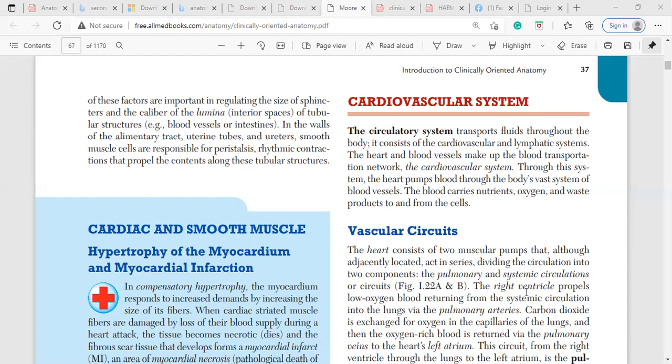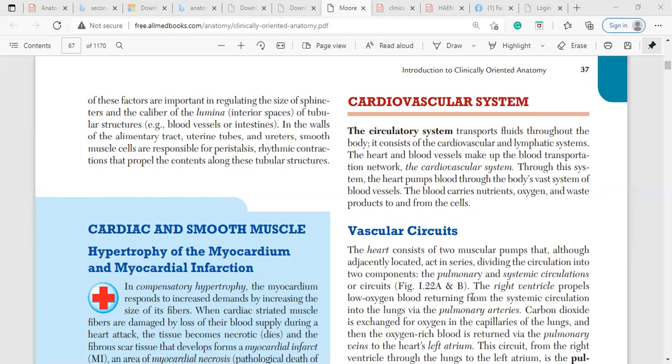The heart has four chambers. So we have the right atrium and the right ventricle, the left atrium and the left ventricle, which I will show you in diagrams very soon. So the right atrium, right ventricle, left atrium, and left ventricle. But which of these chambers act as a pump? Because here we said that the heart consists of two muscular pumps. So out of these four chambers, which ones are acting as a pump to push blood out into the vessels?